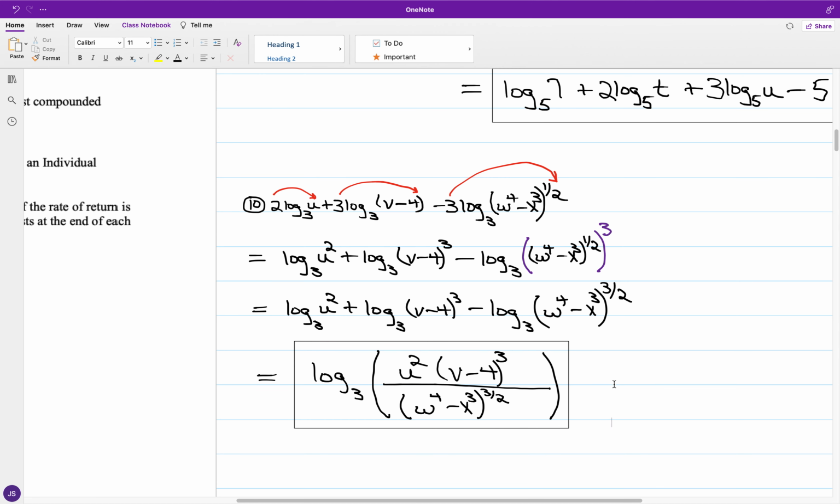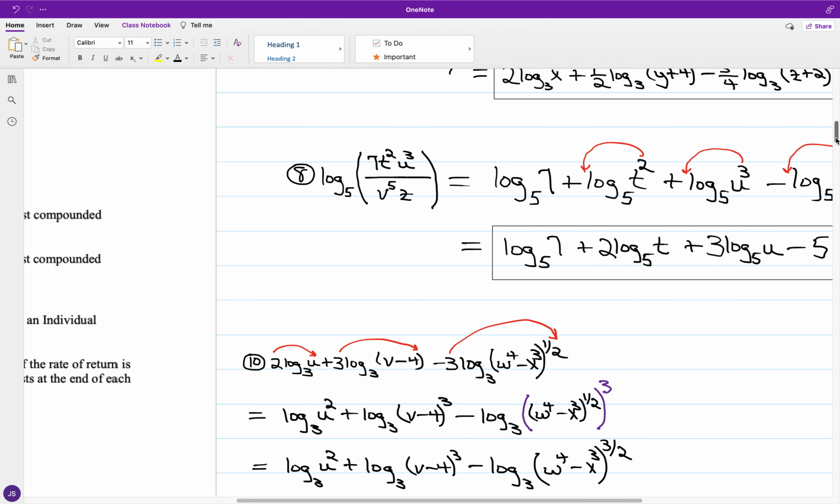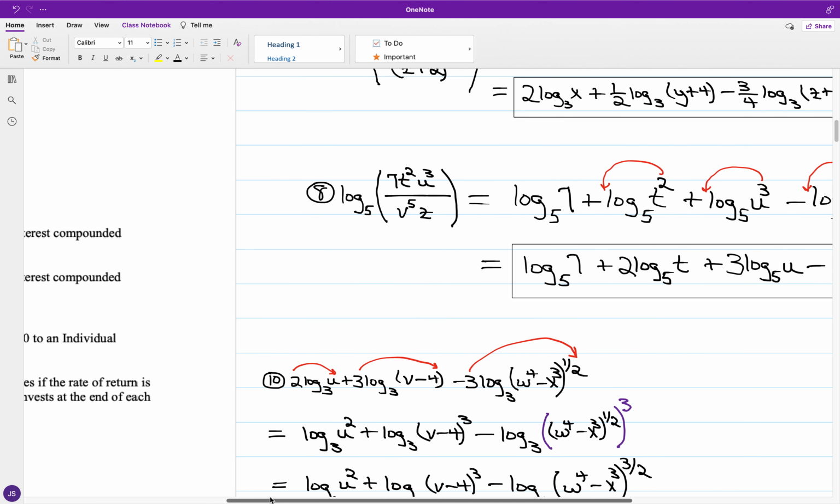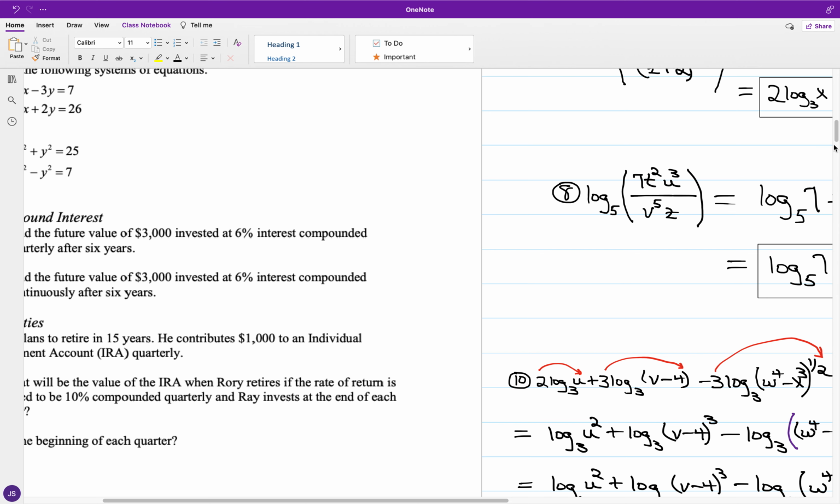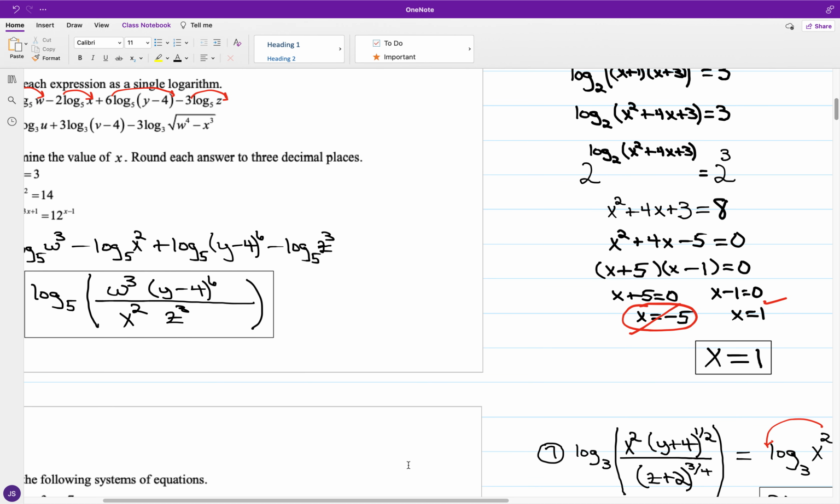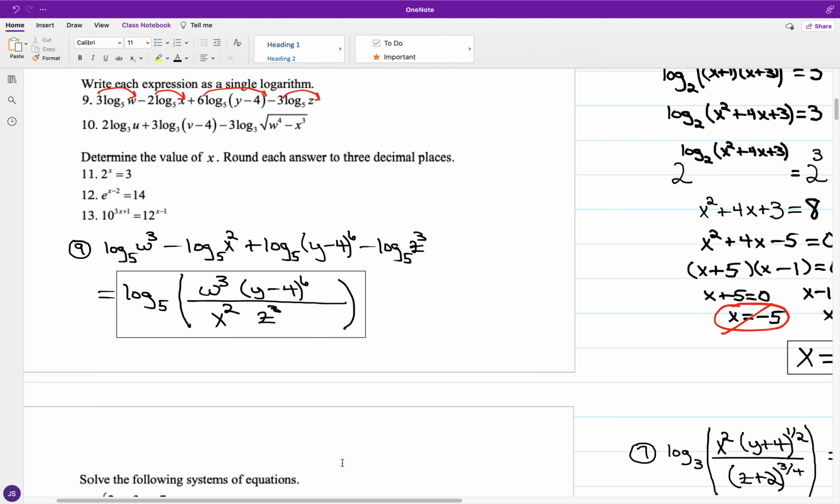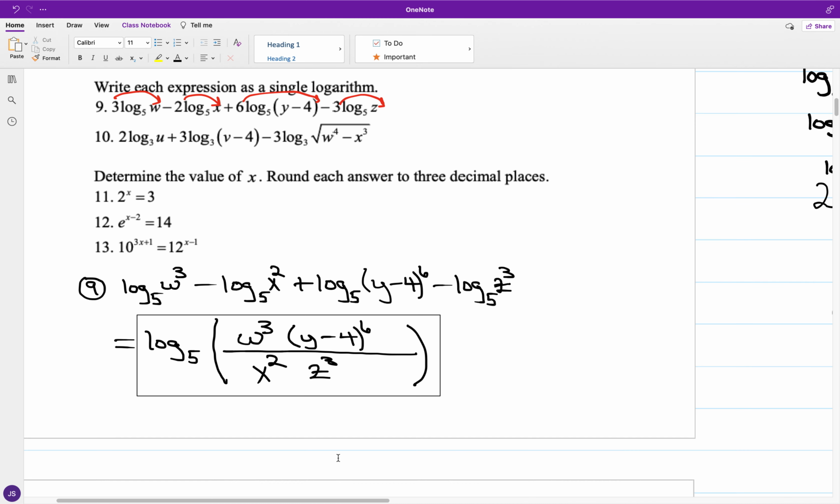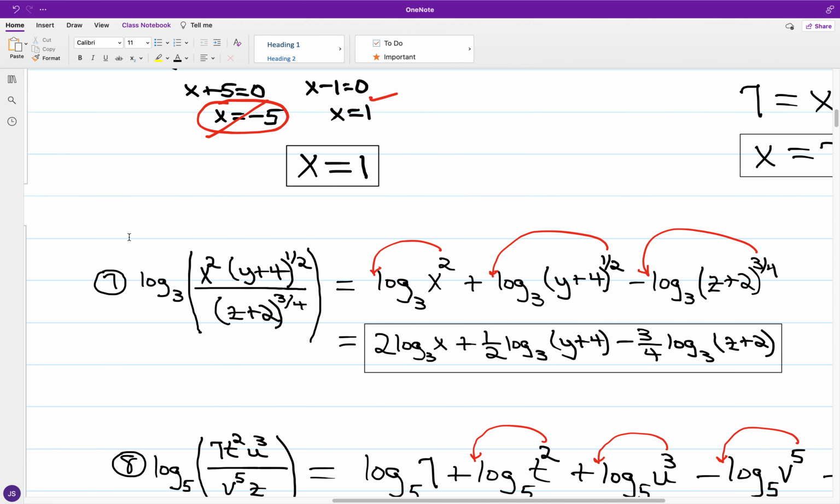All right. Now, going back to equations, we have numbers 11 through 13. This time we have exponential equations that do not share a common exponential base. Numbers 11 and 12 have the variable exponent on one side of the equation. For number 11, we have 2 to the x is equal to 3.